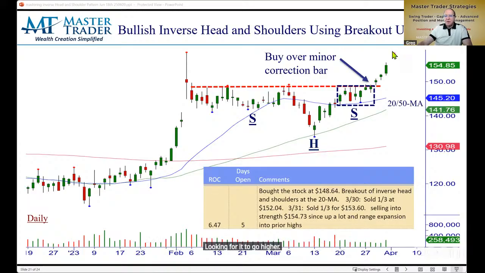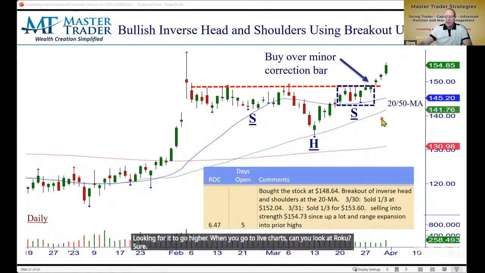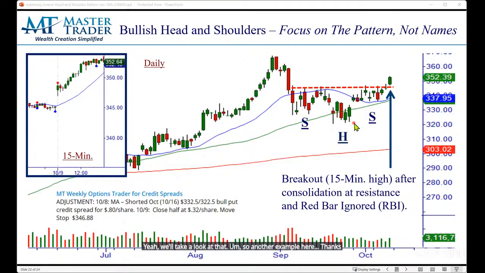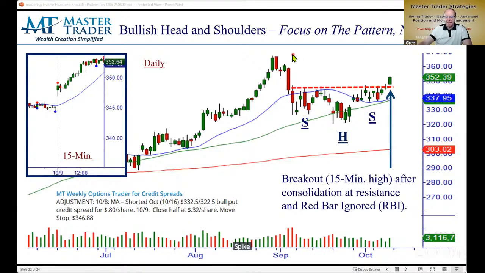When you go to live trades, can you look at Roku? Sure. Yeah, we'll take a look at that. So another example here. Right, down, spike, up, tight, time correction, price correction.